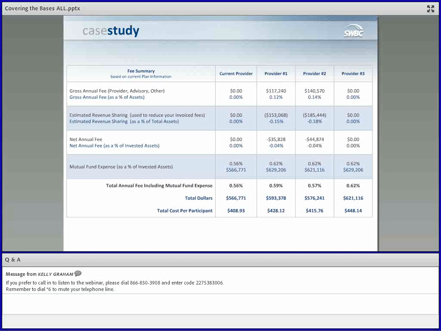This next slide will start to show a case study of a client of ours that we did a blind benchmarking study against a couple of providers, 3 different providers, and it'll show you side by side the current provider and how their pricing structure worked, and then providers 1, 2, and 3.